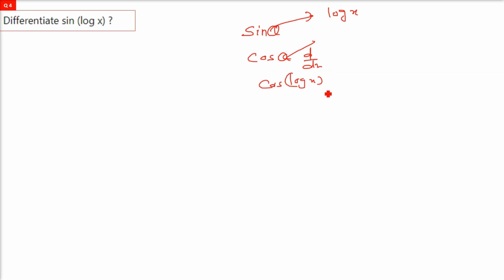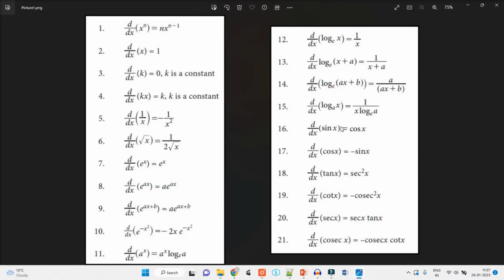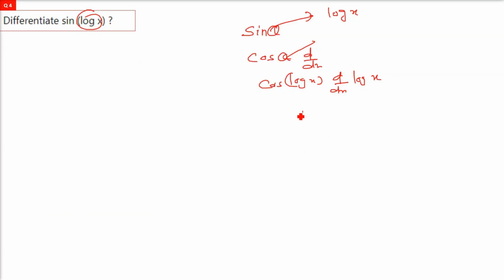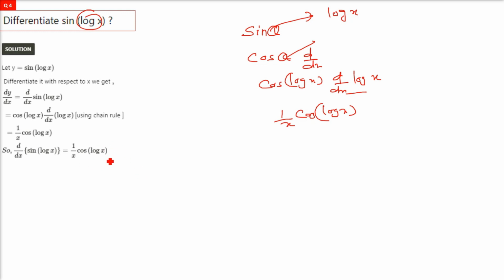You will keep on differentiating until nothing is left. So d by dx of log x is going to be what? Log x differentiation is 1 by x, 1 divided by x. You can see the standard result also here, the 12th one I am showing you. This 12th and 15th, because if the base is e or the base is a, it behaves differently. So cos log x, d by dx of log x is going to be 1 by x, and that is going to be your final result.